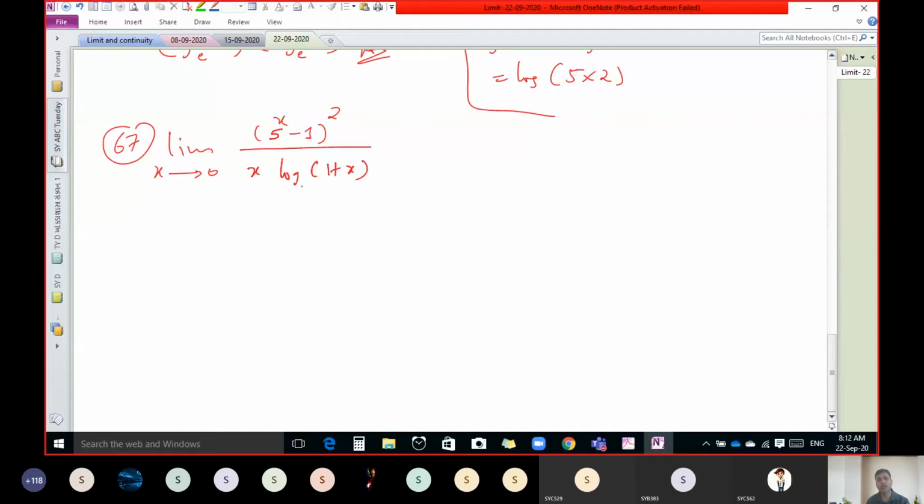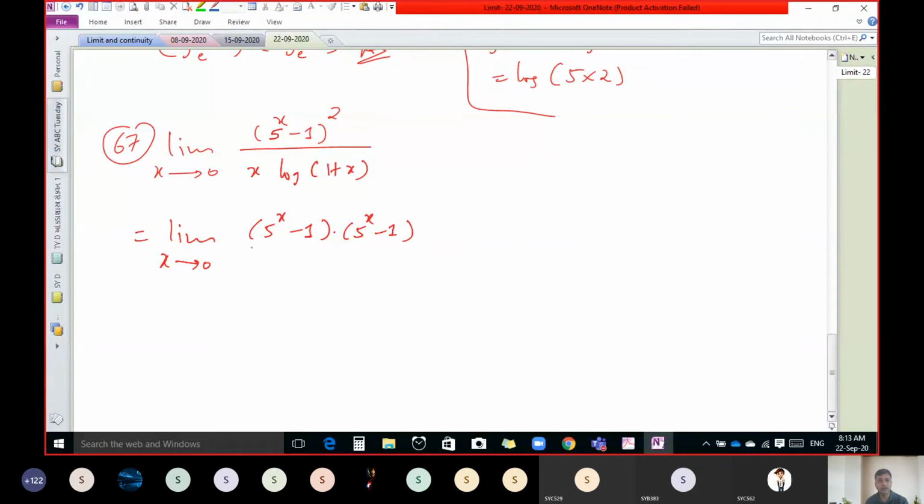Okay, this is also a very typical question. See, it is 5 raised to x minus 1 whole square. So you can write this as 5 raised to x minus 1 into 5 raised to x minus 1. Is it possible? 5 raised to x minus 1 into 5 raised to x minus 1, so it is 5 raised to x minus 1 the whole square. Yes, it is possible.